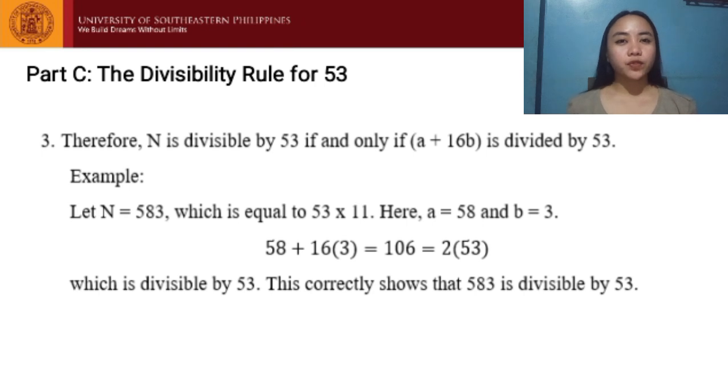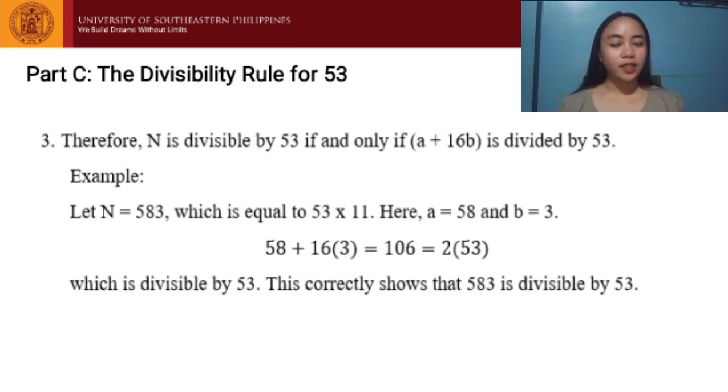Here is the rule for 53. Take the last digit, multiply it by 16, and add that result to the remaining digits. Repeat this process until the number becomes small enough to check. If it can be divided evenly by 53, then the whole original number is divisible by 53 too. We proved this mathematically and confirmed it works correctly using our spreadsheet and our divisibility rule visualizer tool.